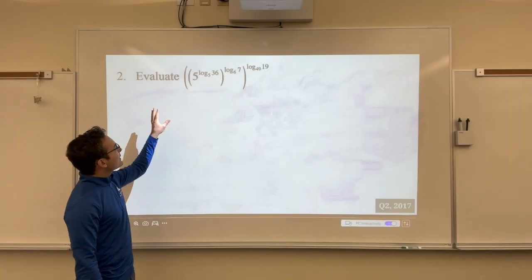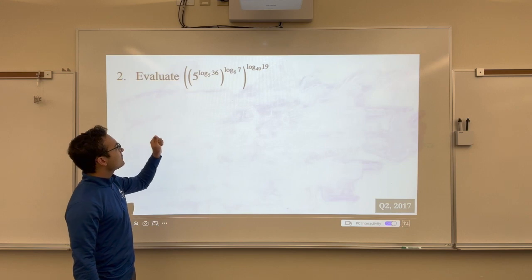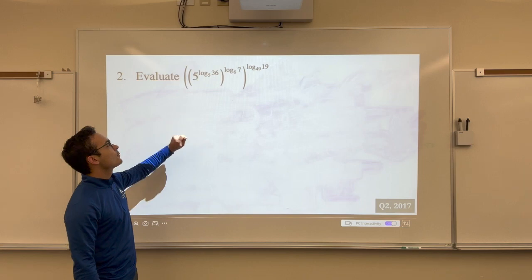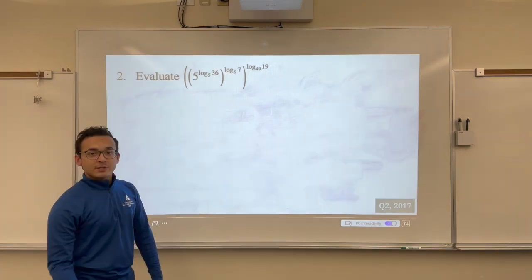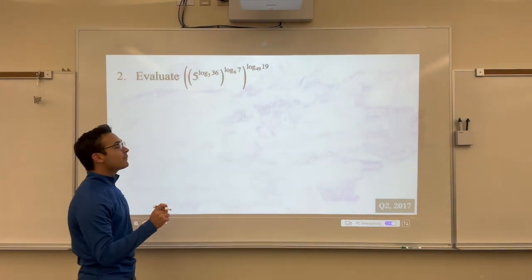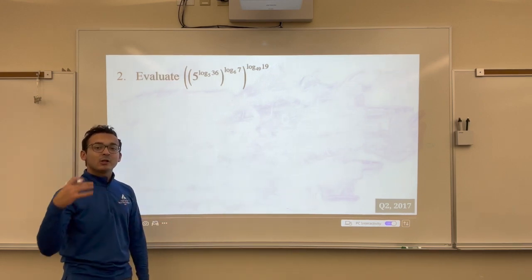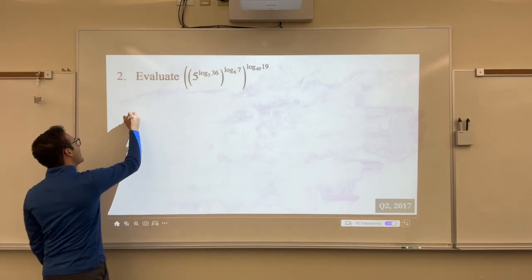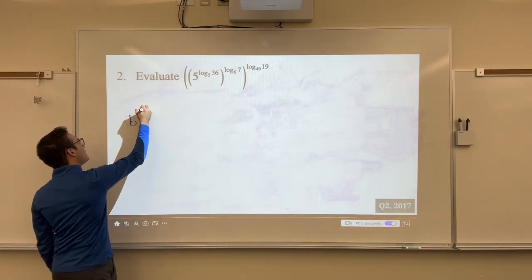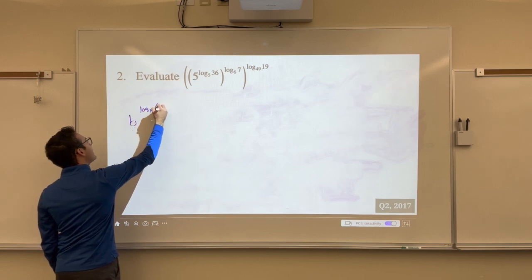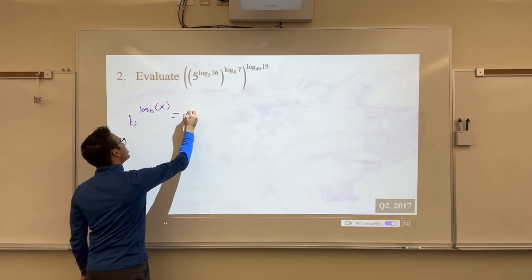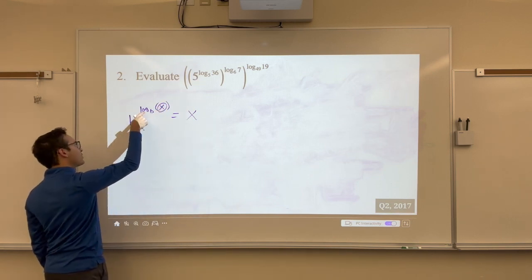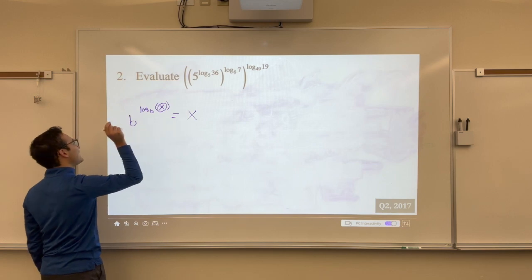All right, let's evaluate 5 raised to the log base 5 of 36, raised to the log base 6 of 7, raised to the log base 49 of 19. So the key to solving this problem is remembering that exponential functions and logarithmic functions are inverses of one another. So if we have any base, and then we raise it to the log base b of an input x, the answer to that is just going to be this input x. The base raised to the log base b cancel out.